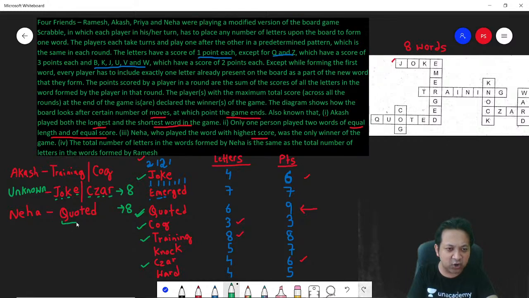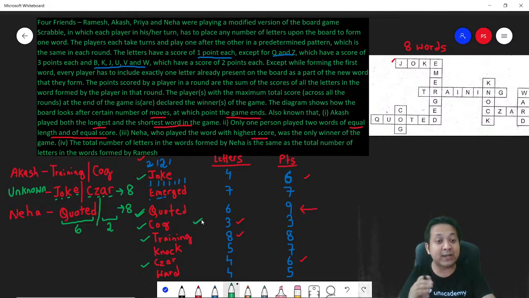Already quoted has got 6 letters. Meaning the next word should have only 2 letters. Only then it will become 8 and 8. But if you look at the table, the minimum letter word is cock, which is a 3-letter word.